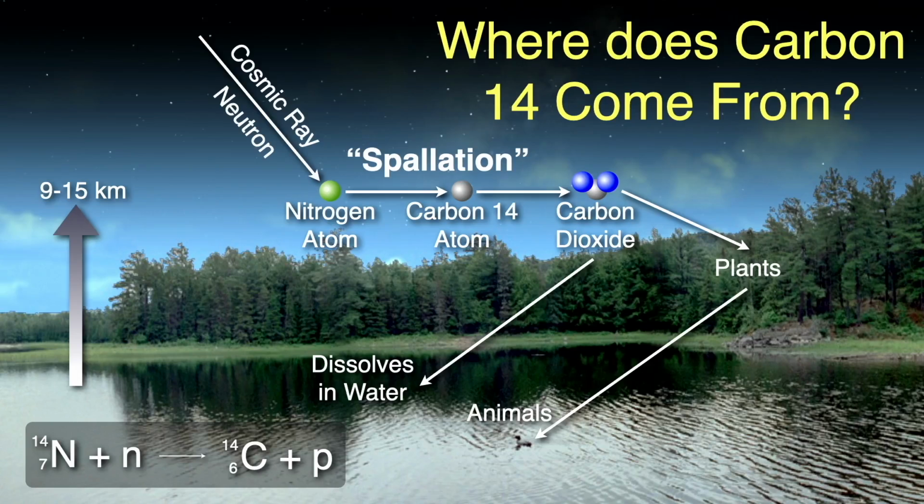This newly made carbon-14 combines with oxygen and becomes CO2, carbon dioxide, which is absorbed into water, becoming part of the aquatic ecosystem. It's also absorbed by plants, which are then eaten by animals. So everything has a constant amount of carbon-14. That is, until you, or a plant or an animal, dies. Then your intake of CO2 stops and the carbon-14 begins to decay away.